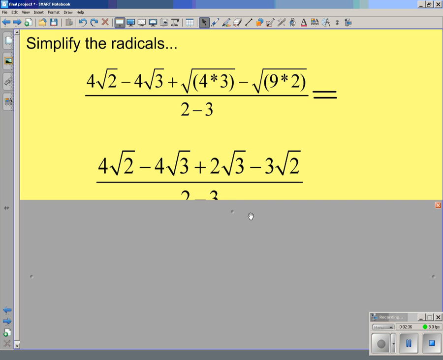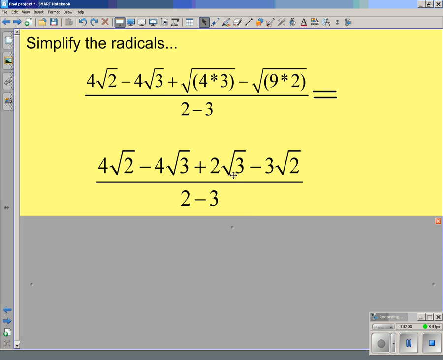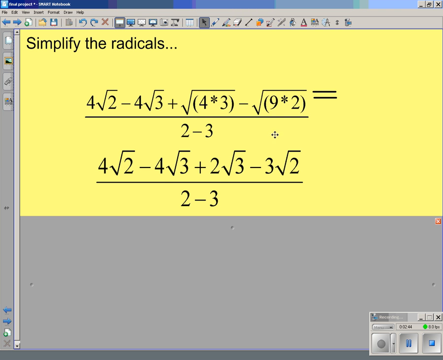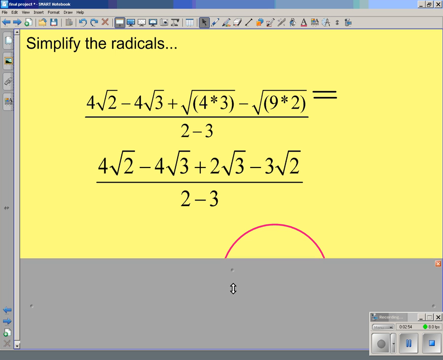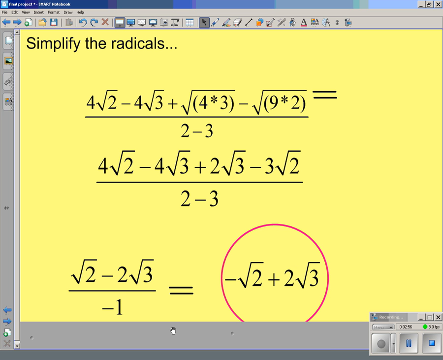Then from here, you're going to get 2 root 3 and minus 3 root 2. Take the 9, and that's 3 squared. The 3 will come down here. Then you just have to simplify these numbers. You have to put those two together. You have to put the root 2's together. You'll get this number, and then you simplify it by dividing it by -1, and you'll get that number. And that's how you solve the problem and rationalize the denominators.